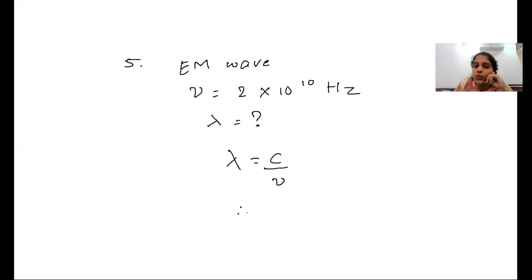Again, I'm repeating, students. I know that you are directly using C's value as 3 into 10 raised to 8. But in an exam or when you are writing a test, it is your job to mention C in the data. Along with mu in this scenario, you are supposed to write C as well with the unit meters per second. Don't simply write 3 into 10 raised to 8.